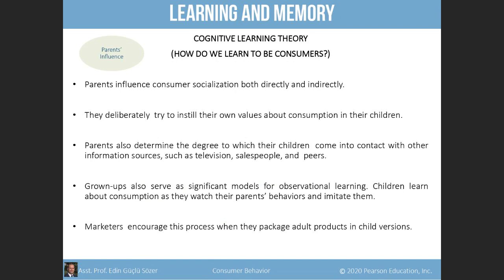The first one is parents' influence. Parents influence us, this is for sure. How they influence us happens in three ways. The first way is that they deliberately push us to consume the goods that they want us to consume. So this is why they are trying to push us, to affect us, to prefer the things that they like to do.